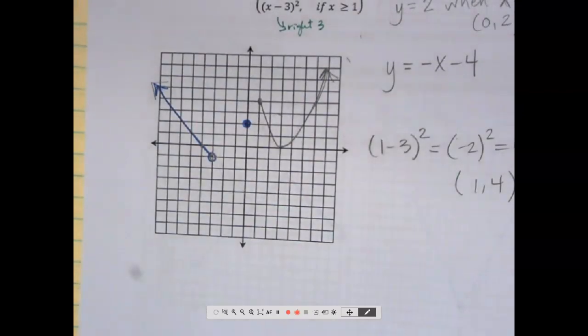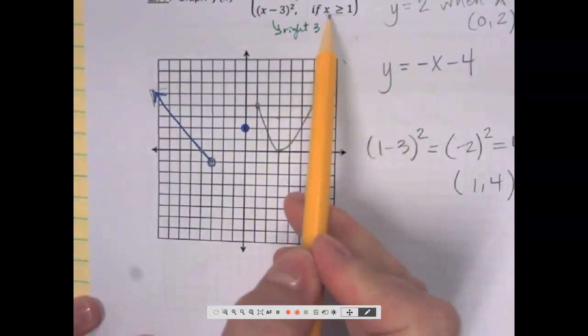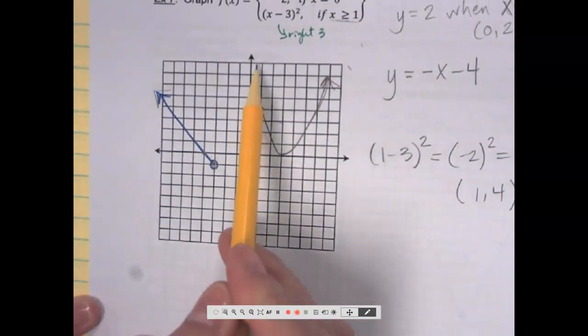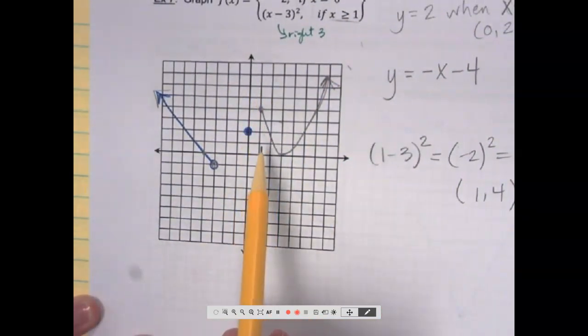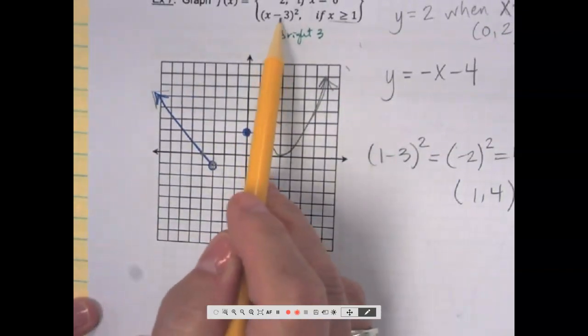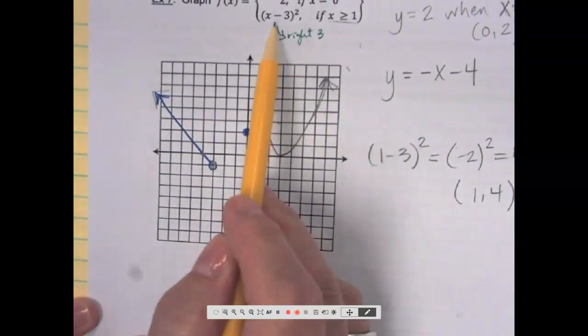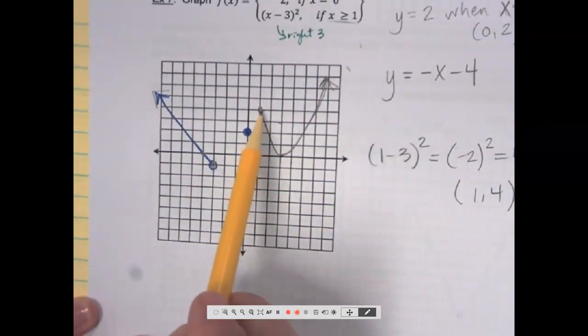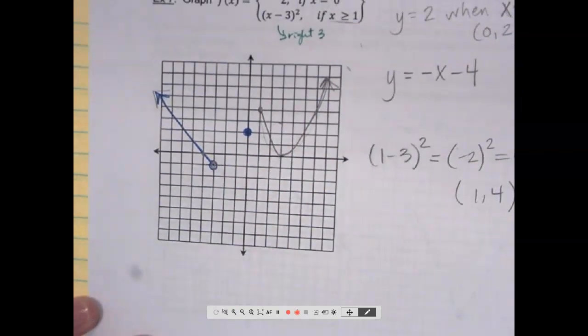All right, who has a question for me? Yes. Where'd you get the 1 to plug into 1 minus 3? Okay, because I knew that where I needed to cut off the graph was at 1, and I didn't really know how high that parabola was. So to figure out where that point is, I just plugged 1 in, and I found the y value is 4, so that told me to go to (1, 4), and that's where the parabola will start.